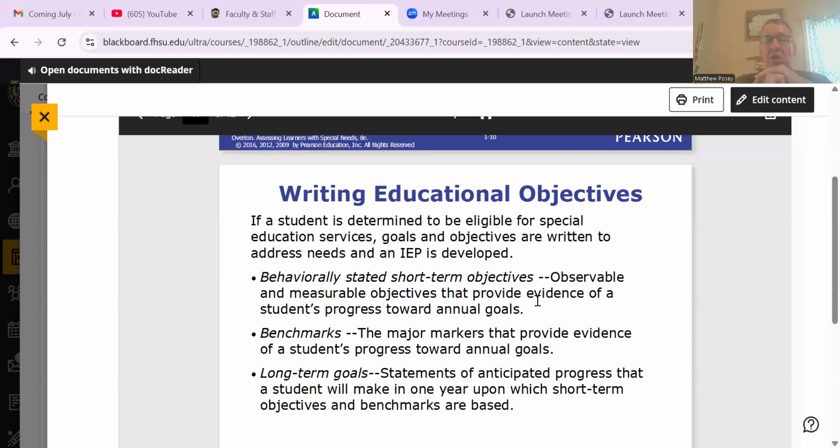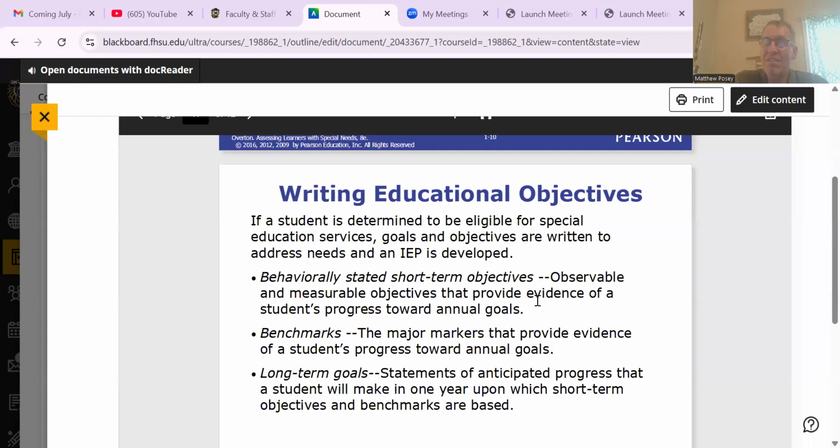So these are three new terms. Two of the three you have been working with or will be working with as you create your mock IEP. So we're looking at some stated short-term objectives. Basically, those are observable and measurable. They provide evidence of students' progress toward their annual goals.